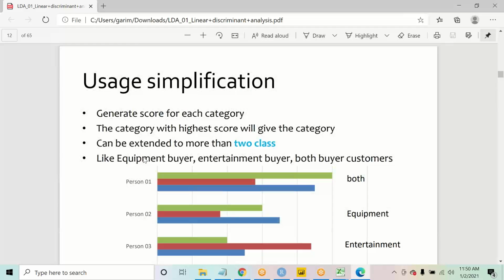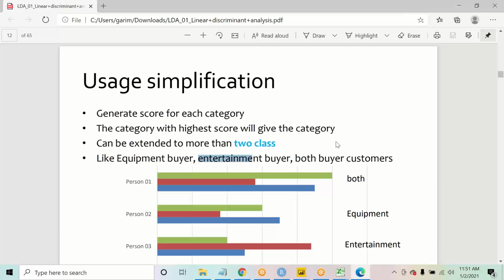Okay, so how we use this LDA model is, LDA is also something that will calculate the percentages only. In this, if you have classes of data, say for example, if a customer walks into a store, what kind of product will he buy? Will he buy equipment? Will he buy something related to entertainment, or will he buy both?